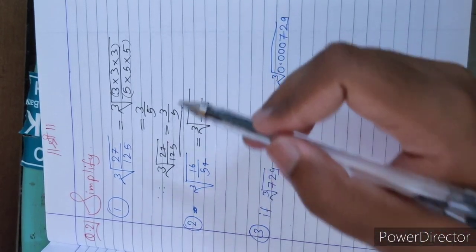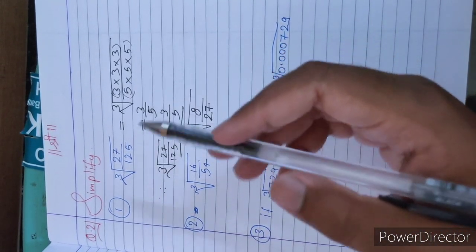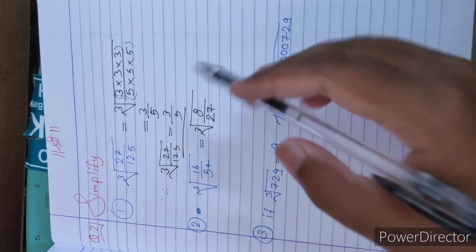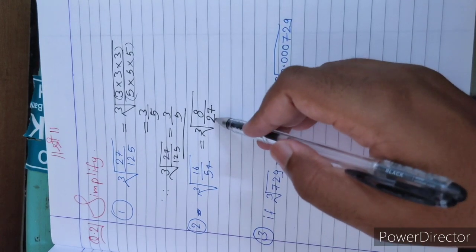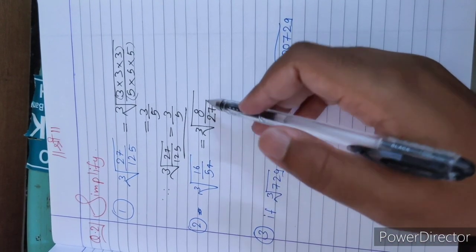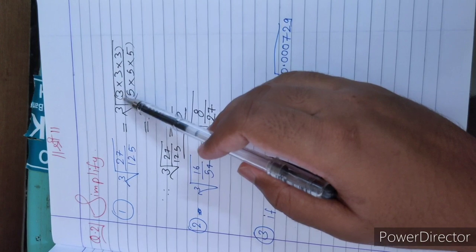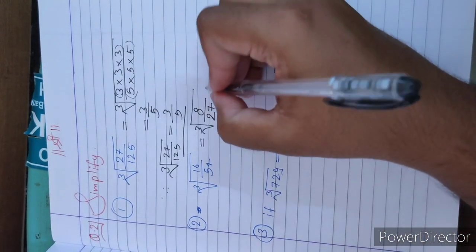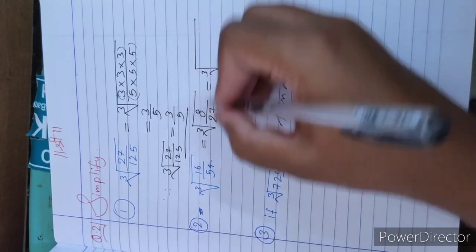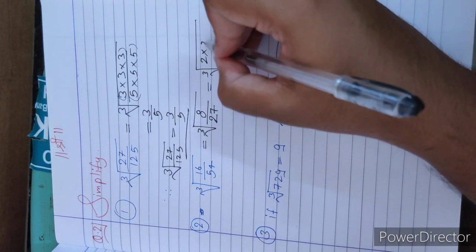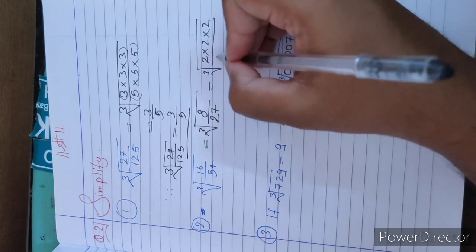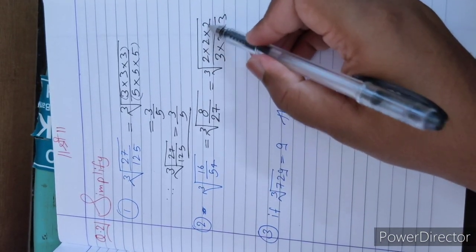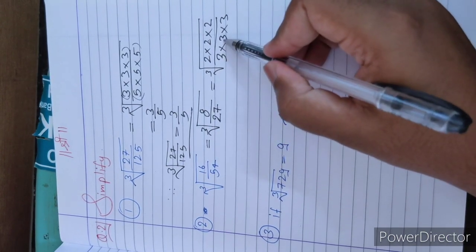8, we know that the cube root of 8 is 2. Okay, or the cube of 2 is 8. And we know the cube root of 27, as we did in the previous question, is 3 into 3 into 3. So we will write 8 as 2 into 2 into 2, and 27 as 3 into 3 into 3. 2 2s are 4, 2 4s are 8. And 3 3s are 9, 3 9s are 27.